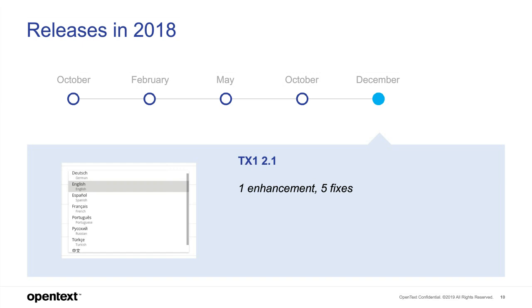We're constantly finding ways to make TX1 better, and in fact, we already have 2.2 in active development, and it's scheduled for an April release. So lots of work making your TX1 better every quarter. So let's talk about what's new for TX1.